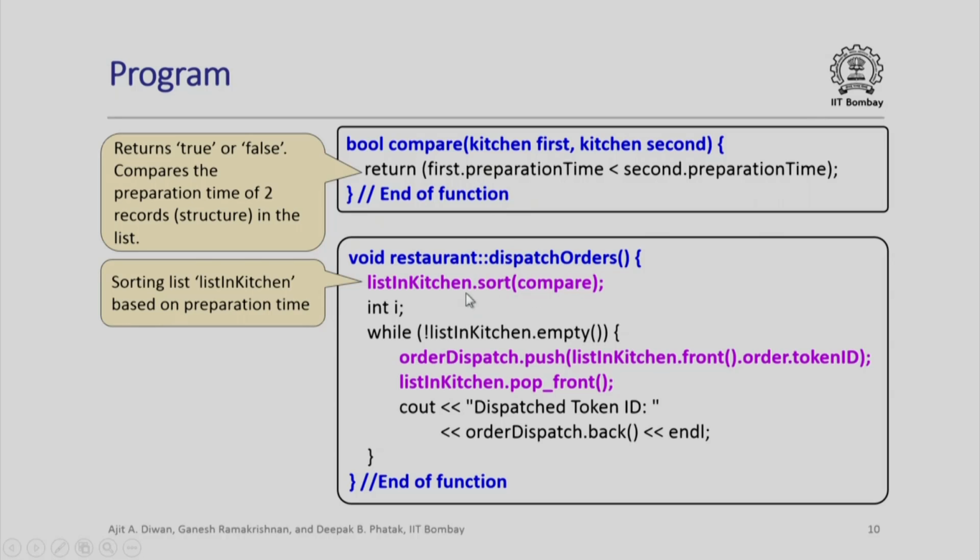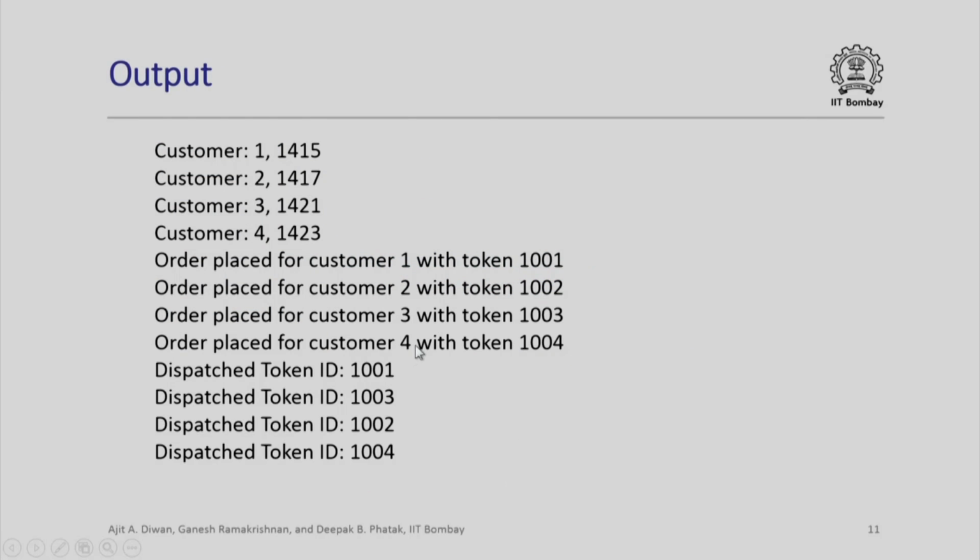All that we have to do now is that once the list in kitchen is sorted, as long as it is not empty, I keep pushing the order dot token ID from the sorted list that I would have got by using this statement. One by one, the order will be sent to the dispatch, it will be pushed out, and that is the end of this function. The output will be same, because we are giving exactly the same input to the program that we did earlier. We will have exactly the same, you can verify that by running this program.